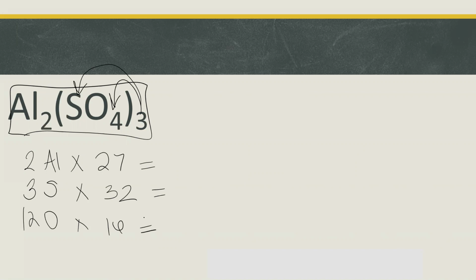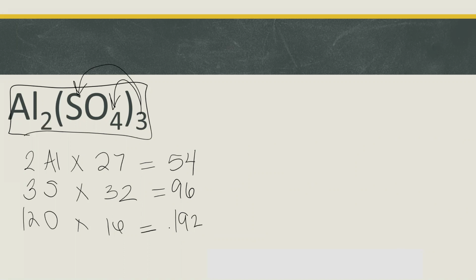27 times 2, I get 54. 32 times 3 is 96. And 12 times 16, 192. So that's each individual element. 54 is the mass of total aluminum in this compound. 96 is the total mass of sulfur in this compound. And 192 is the total mass of oxygen in this compound.